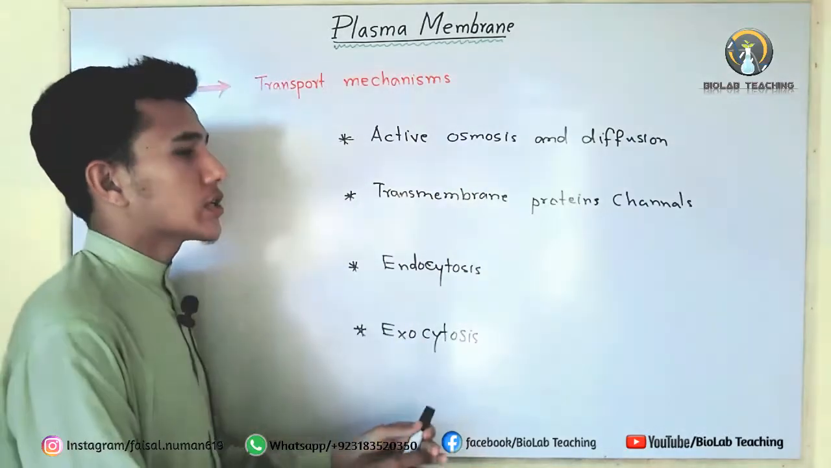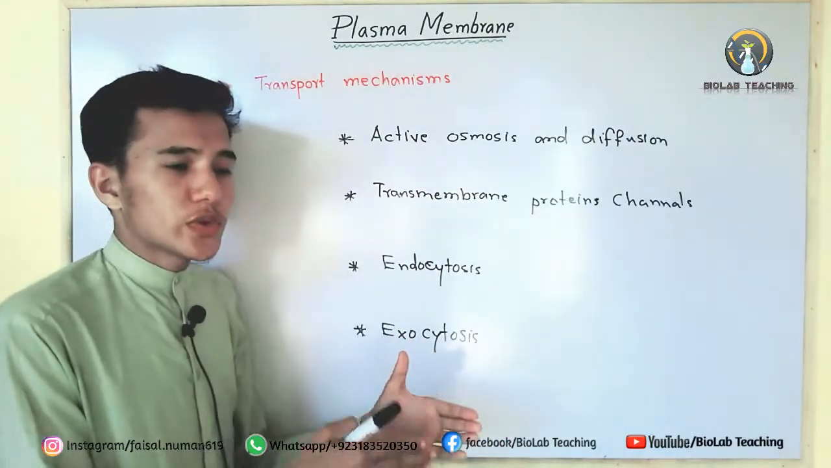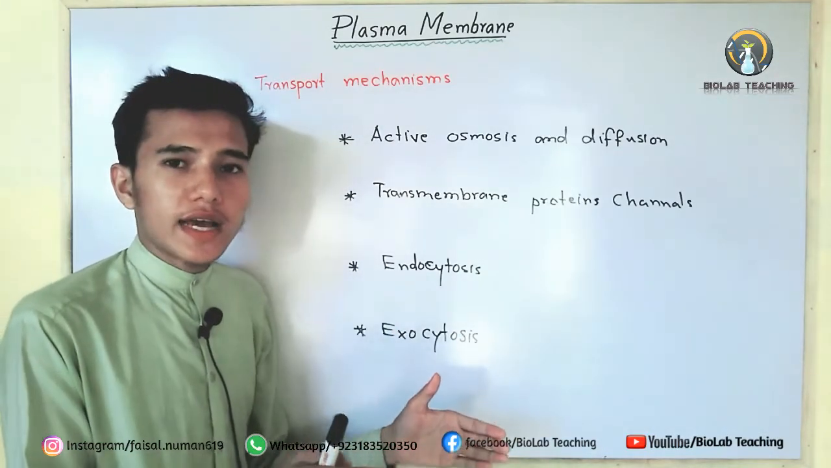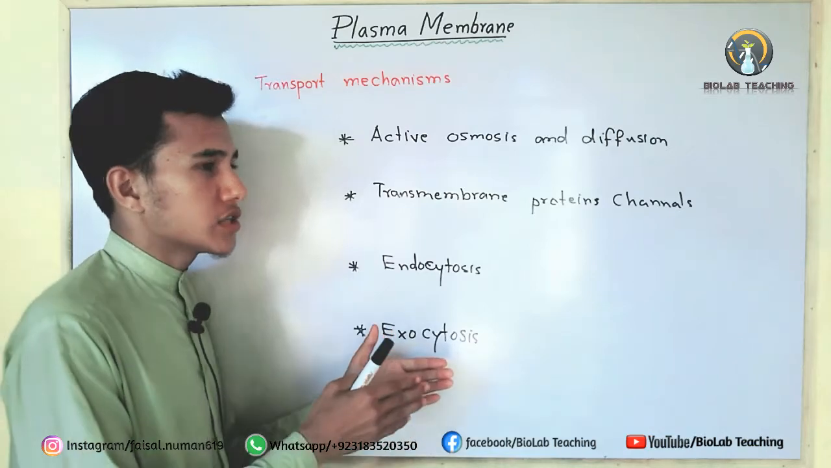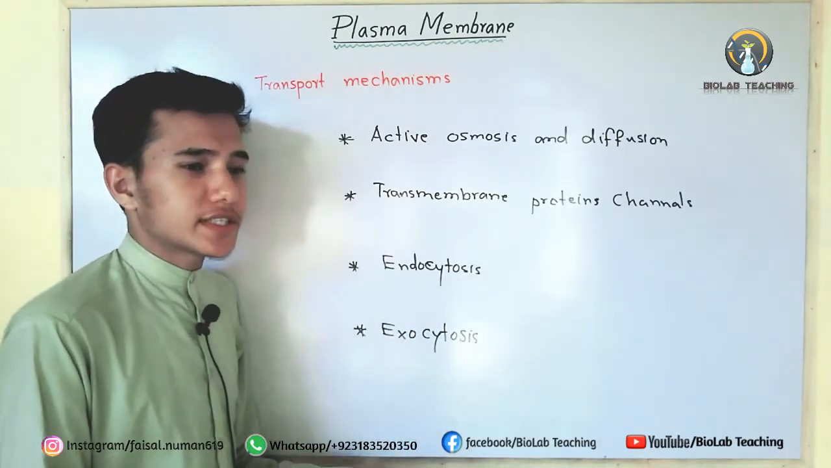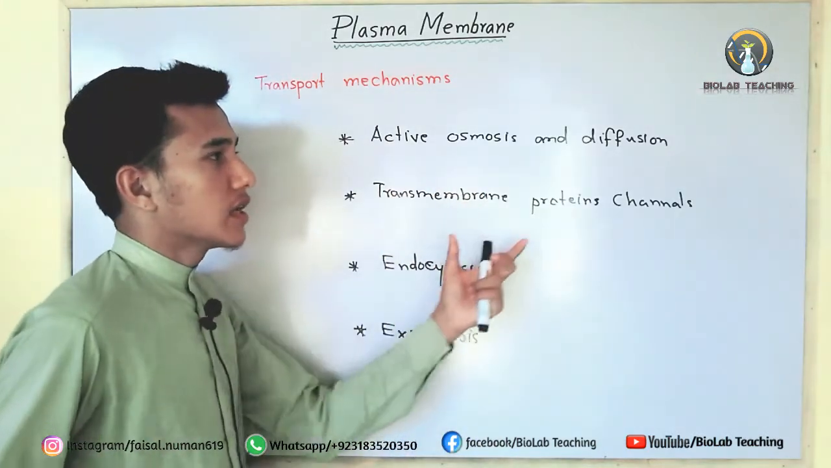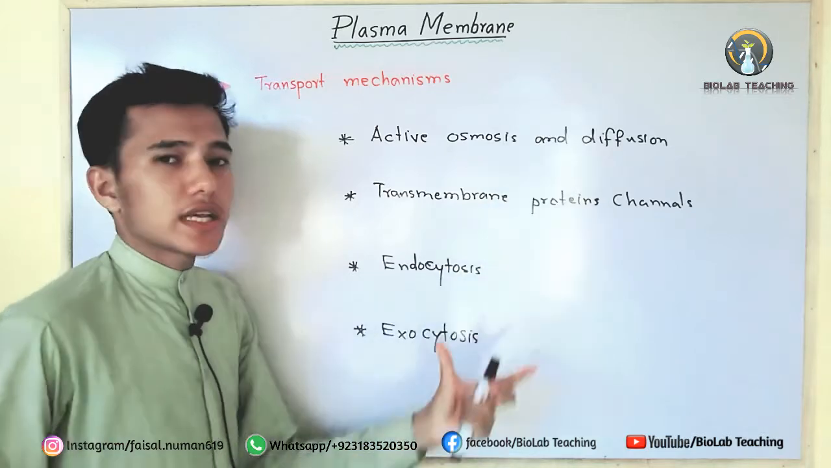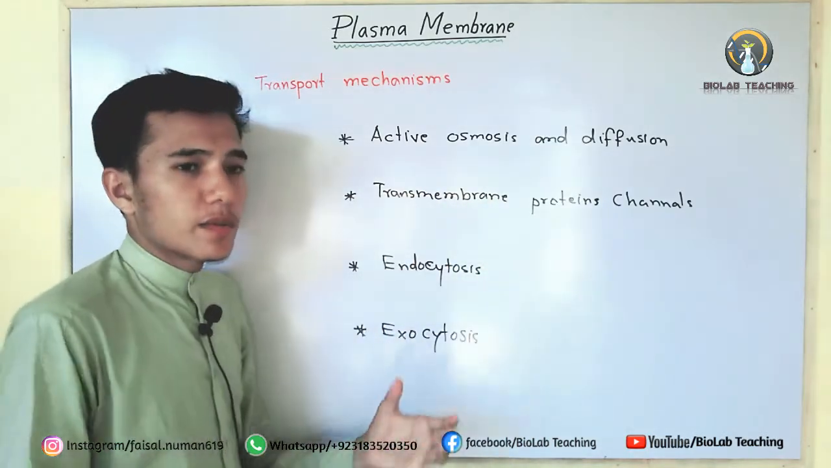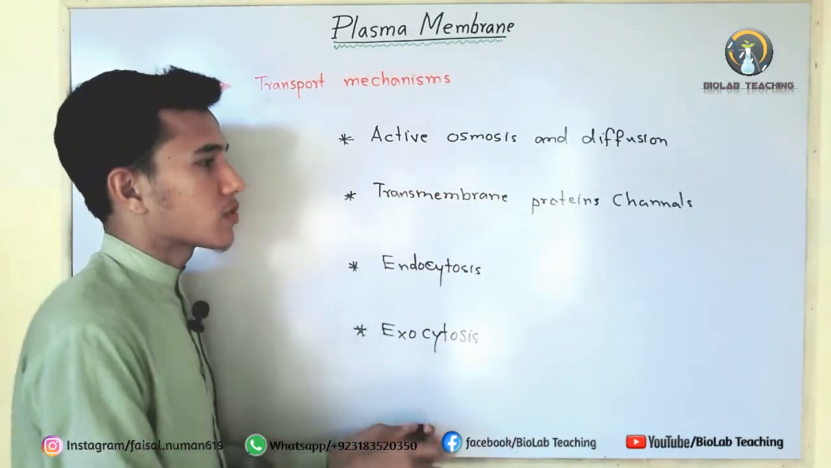First, talk about the active osmosis and diffusion. So the active osmosis and diffusion occur when small molecules like carbon dioxide, CO2, enter from the high concentration to the lower concentration, and there is no need of energy. So it is the active diffusion, meaning that the active osmosis is without energy comes to the plasma membrane and they cross the plasma membrane. So this is the active osmosis and transporting mechanism.